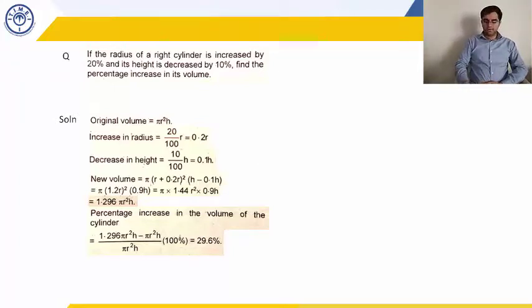Please write this down. I have the original volume. I find out the increase in radius and decrease in height, and so I find the new radius and new height. Therefore, I get the new volume. Percentage increase is new minus old divided by old into 100.